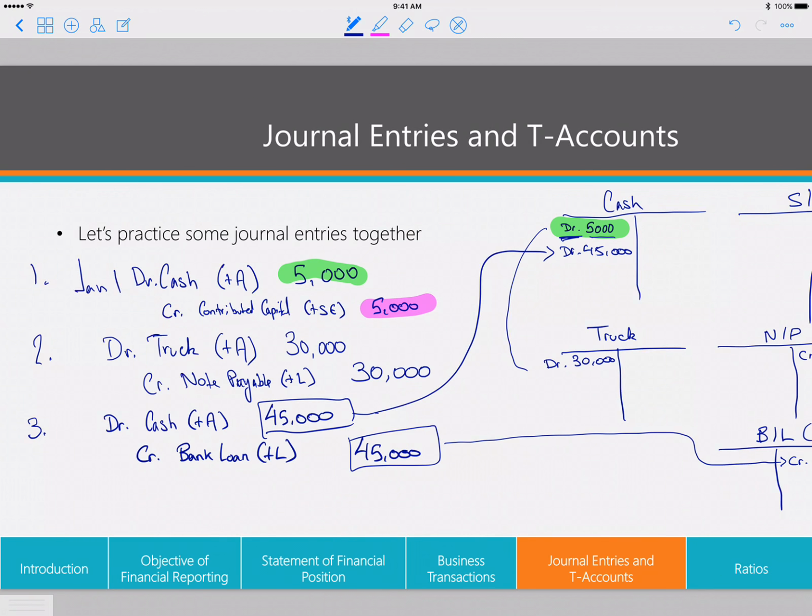So now that the company has $50,000 cash, right? $5,000 from the initial investment and $45,000 from the bank loan, let's go ahead and record a journal entry to pay off this note payable completely. So why don't you try that out?